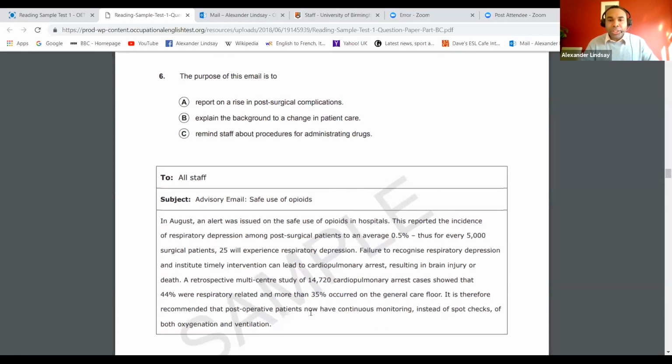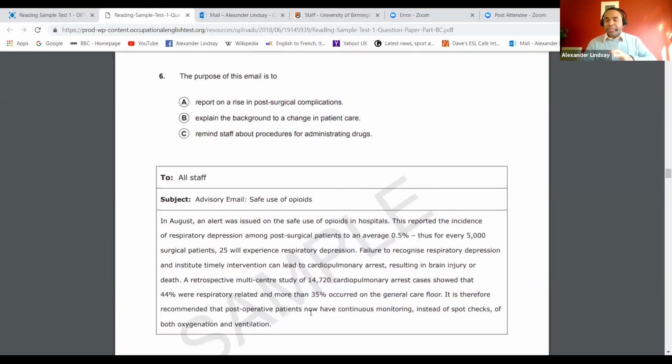Remind staff about procedures for administering drugs. Again, this is mentioned in a way, but it doesn't really go through the main focus of what the procedure is, because if that was the main focus of the text, we'd expect, okay, so we need to do this, we need to do this, first of all, then after that.